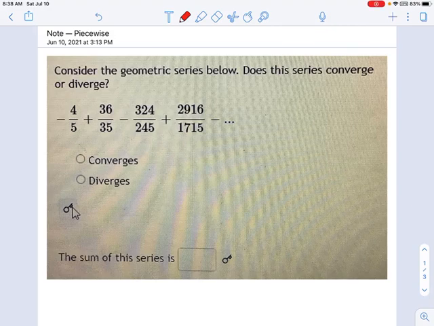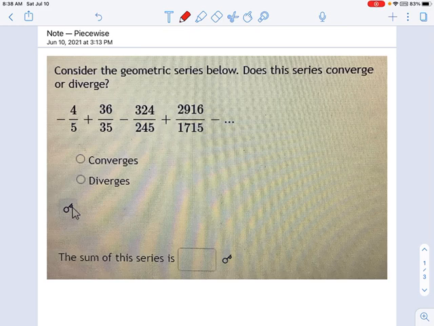In this example, I want to go over how we evaluate a geometric series when all we're given is a bunch of numbers, like this plus this plus this plus this plus this, right? So in previous examples, we were given just A1, R, and told to plug them into a formula. That was easy. Or we were given a summation sign, and we had to figure out what A1 and R were from the summation symbol.